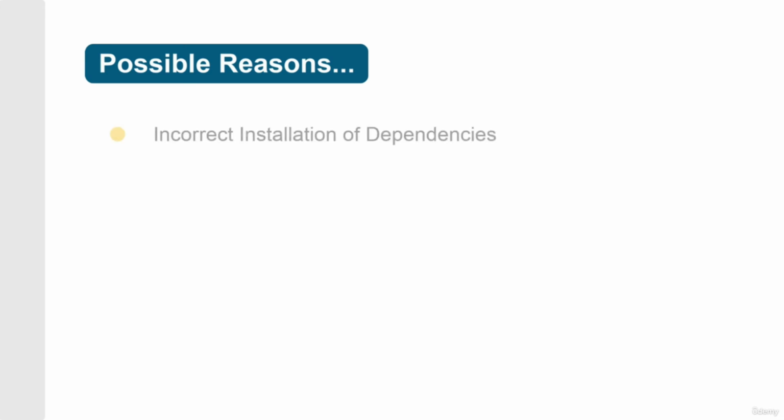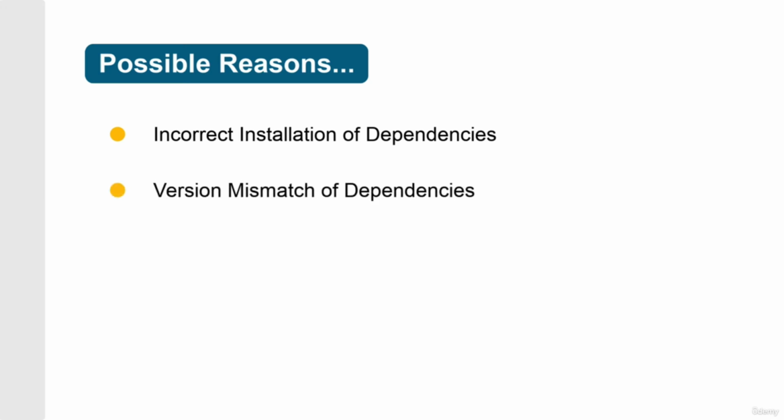First, incorrect installation of dependencies. Adam may not have installed the dependencies correctly. In this case, he might not have installed Node.js and MongoDB on his machine. Let's talk about another common issue that can cause problems: version mismatch of the dependencies. Adam may have installed the wrong versions of the dependencies. For example, let's say the project requires Node.js version 20 and MongoDB version 8, but Adam could have installed Node.js 16 and MongoDB 5 on his machine.